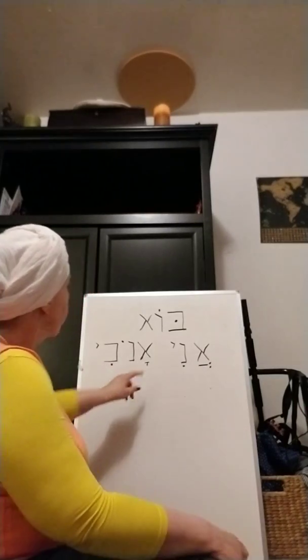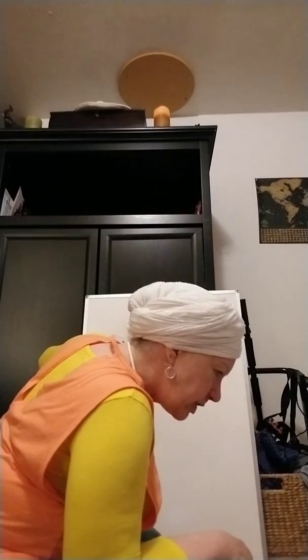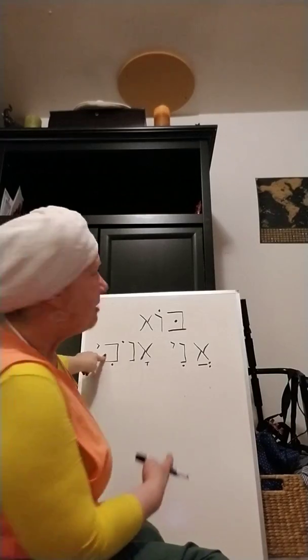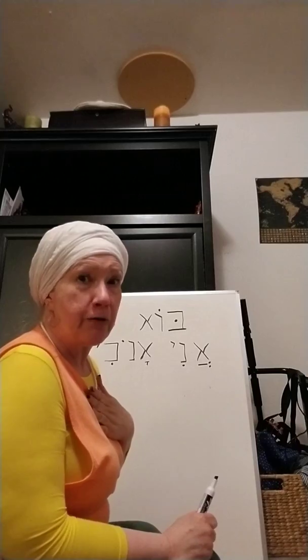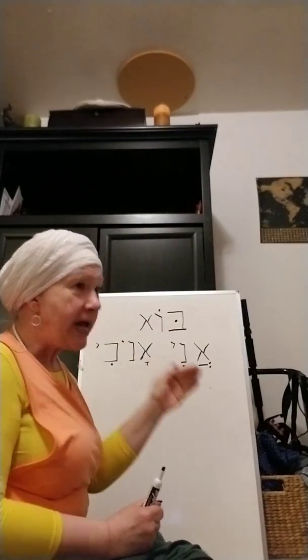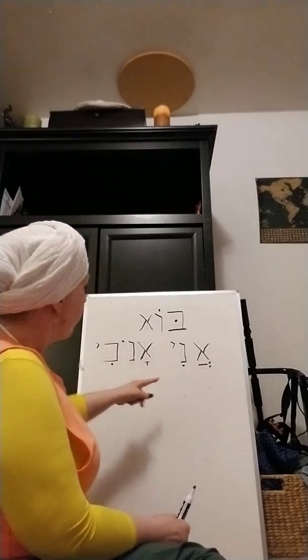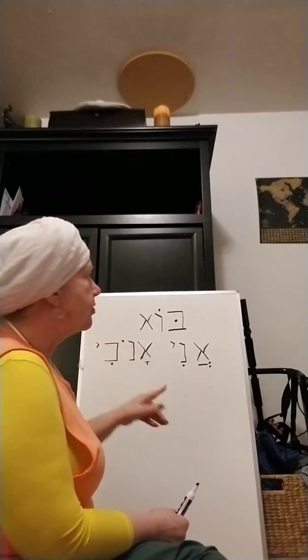So correct me. This is Anochi. Oh, should that have a dagesh? No. Okay, Anochi. And it's going to be this wet sound. This usually means I, myself. It's an emphasis on me. I did this. It was my hand that built that. Anochi. And I think Adonai always refers to himself as Anochi. I, myself, not just I.